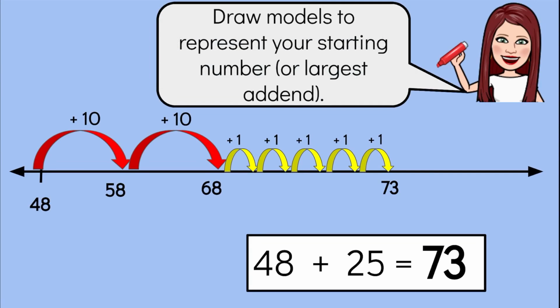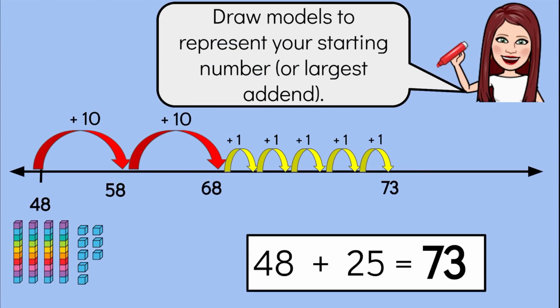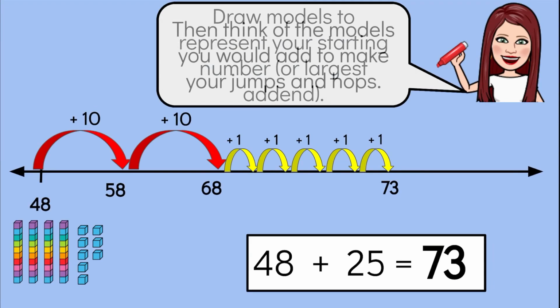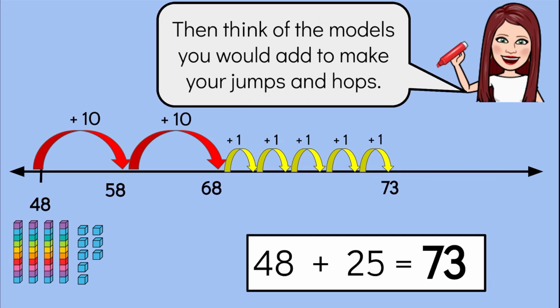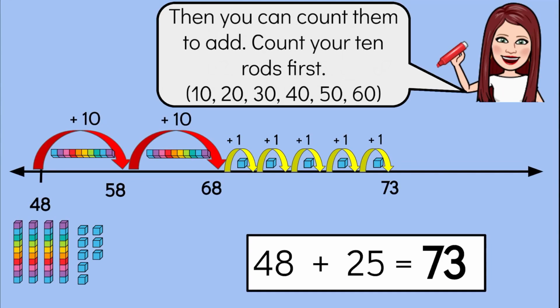You can also use models to help you along. Draw models to represent your starting number or largest add-in, so 4 tens, 8 ones. Then think of the models that you would add to make your jumps and hops. So for each jump, we're adding a 10 rod. For each hop, we're adding a ones cube. And we could see that there would be a total of 6 10 rods and 13 ones. And so you can count them to add.